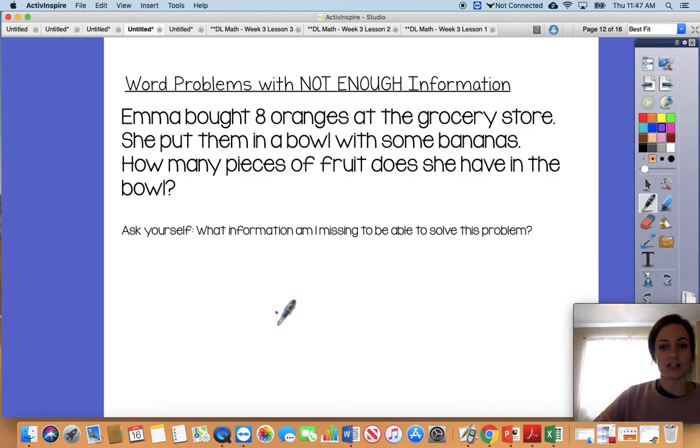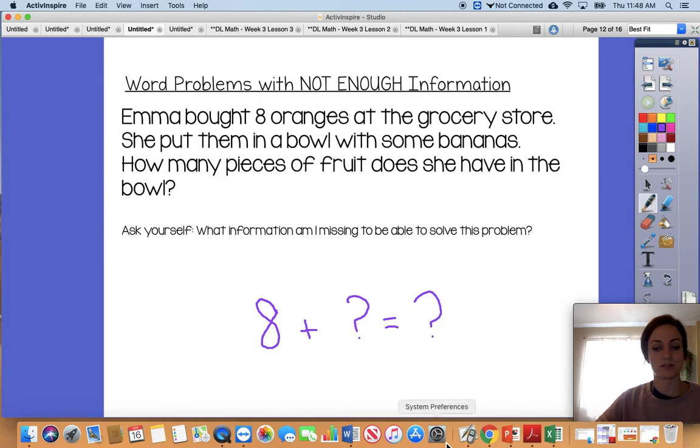Okay, so she has 8 oranges, and she added it to a bowl with some bananas, and it wants you to know how many pieces of fruit. Well, what part are we missing? What do we not know? When it says some bananas, do we know how many bananas that is? No, right? So that's missing information.